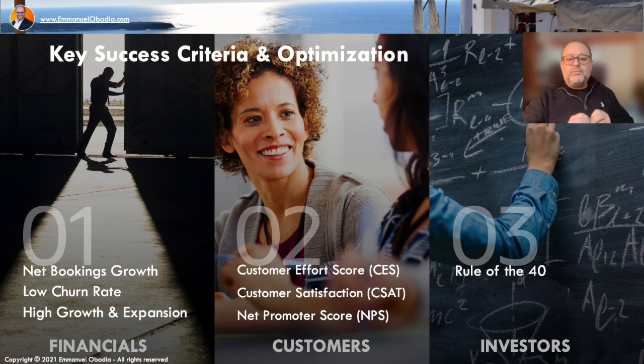Now that we have explored the key change factors, let's do a deep dive into success criteria and, more importantly, how to optimize your SaaS business. It's about financials, it's about financial KPIs, it's about customer experience KPIs, and it's also about the rule of 40, which is mostly looked at by investors and shareholders.